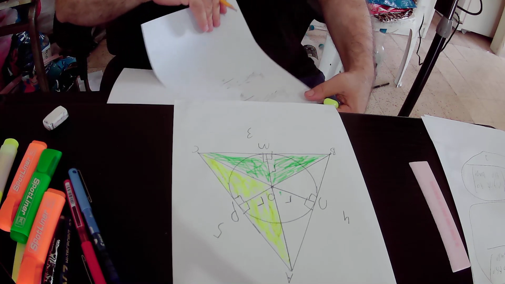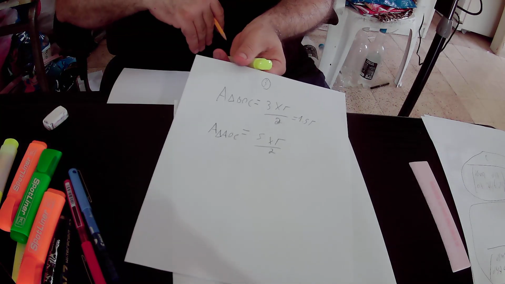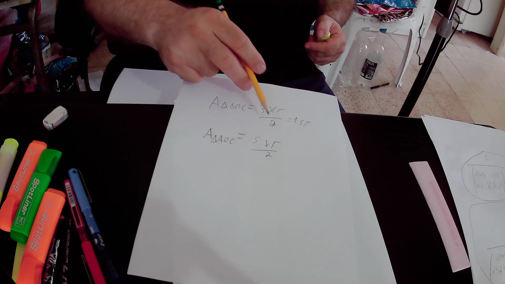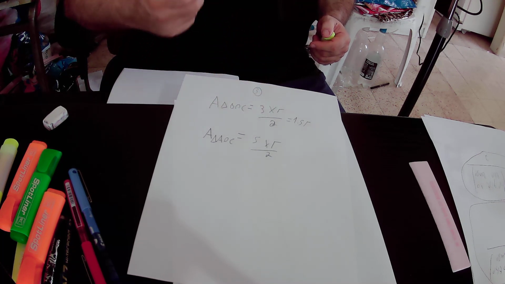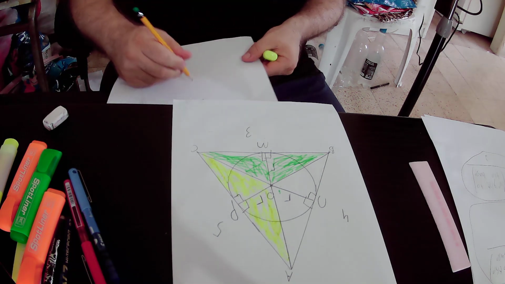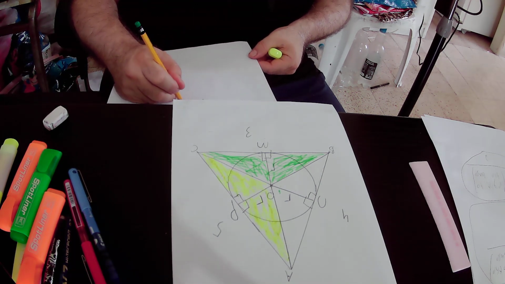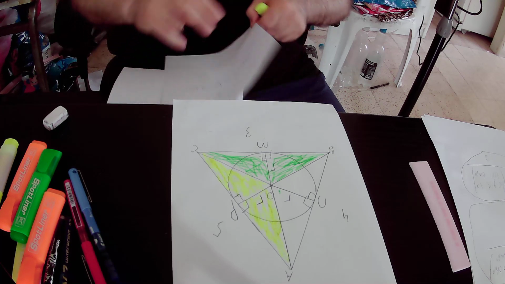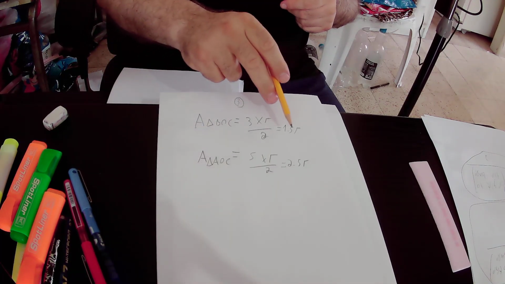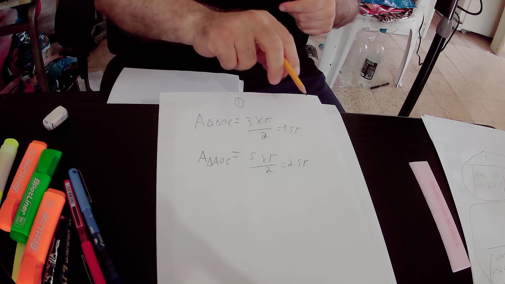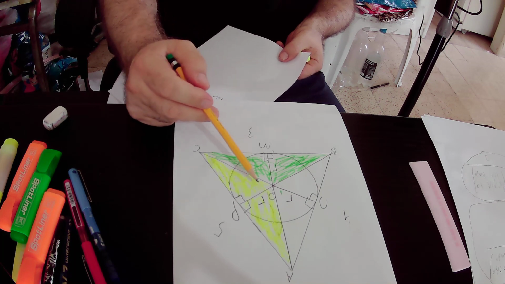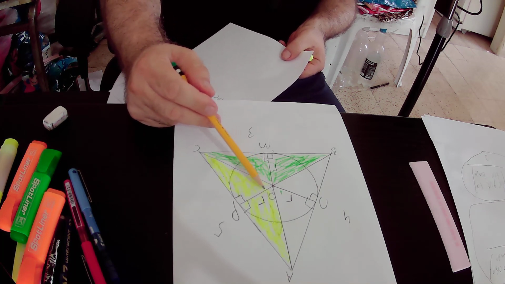Or the area of the yellow triangle equals 5 over 2 times the radius. 5 over 2 is 2.5, so I write it down. So actually, the area of the yellow triangle equals 2.5 times the radius of the circle.